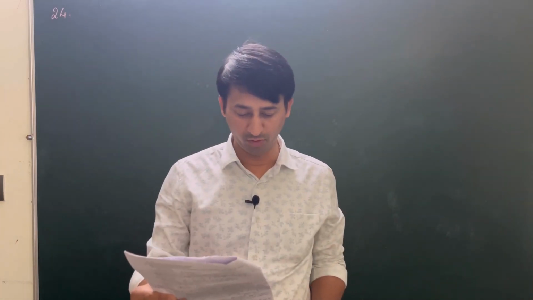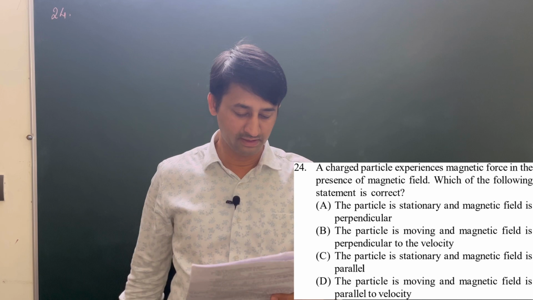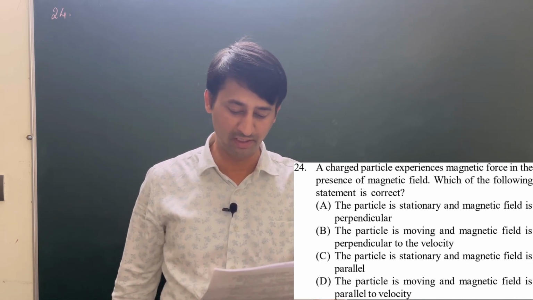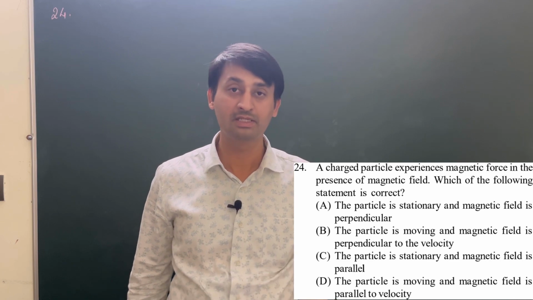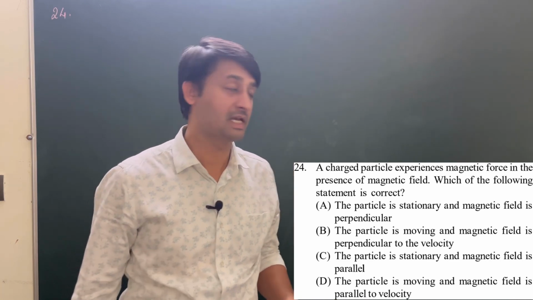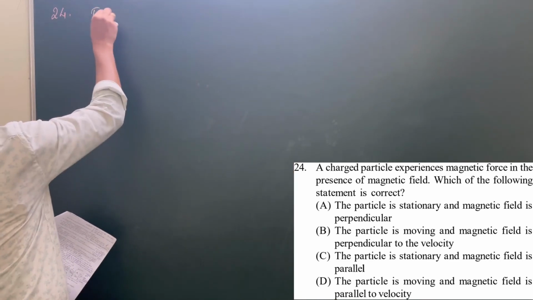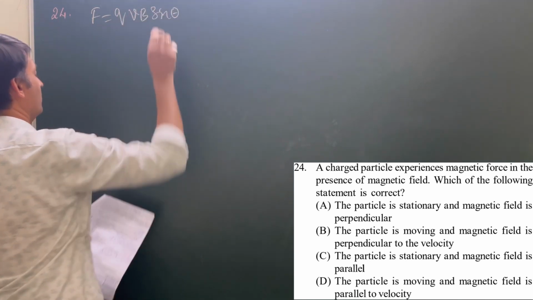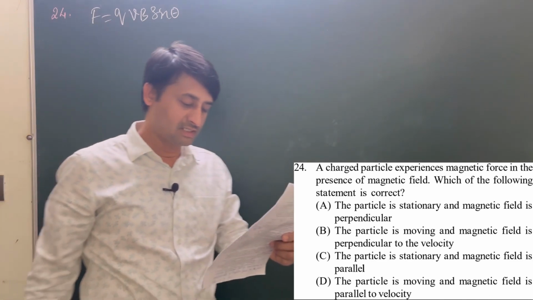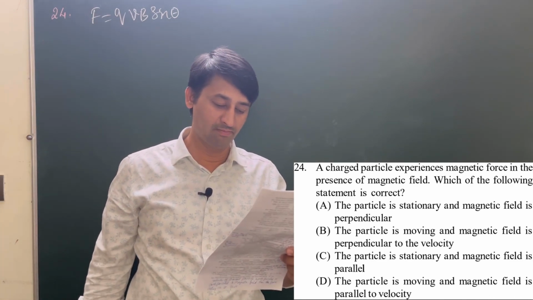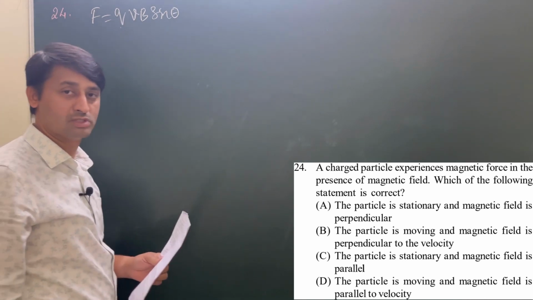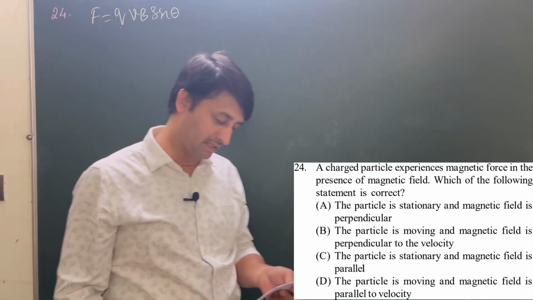Look at question number 24. A charged particle experiences magnetic force in the presence of magnetic field. Which of the following statements is correct? The charged particle is experiencing the force here. Force is given by QVB sin theta. The particle is stationary and magnetic field is perpendicular. If the particle is stationary, it will not experience the force. So option A is not correct.